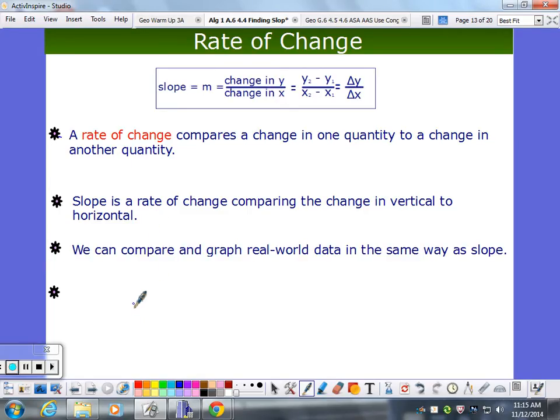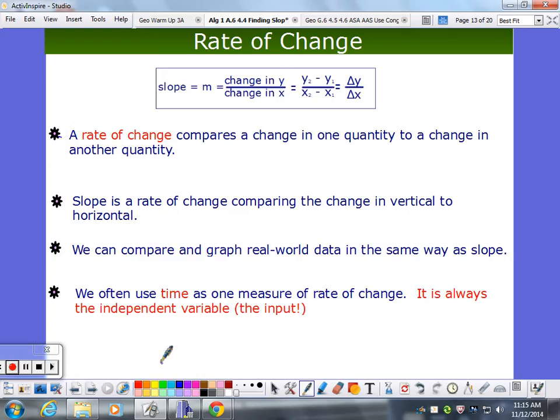And we treat rate of change problems like slope problems. So we use rate of change in real world problems. When you do real world stuff with rate of change, we often use time as one measure. So miles per hour, right? That's a rate of change. Kilometers per second, rate of change. So time is very often in there.